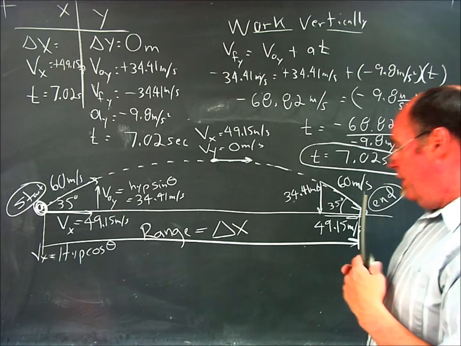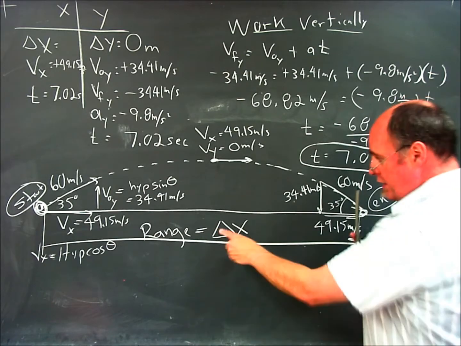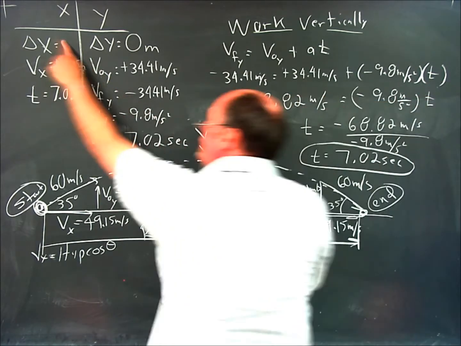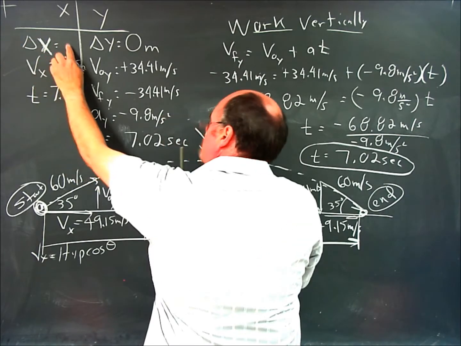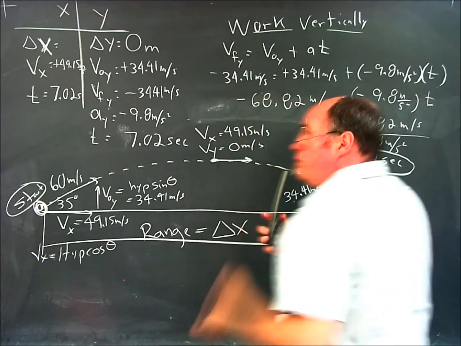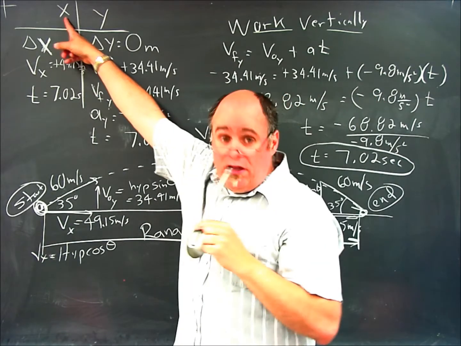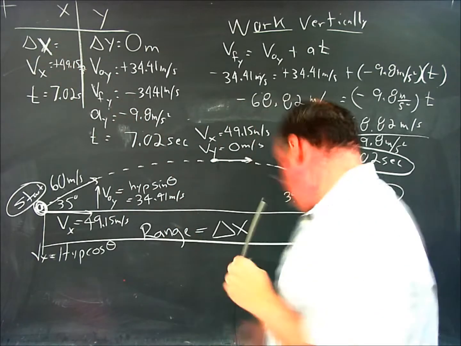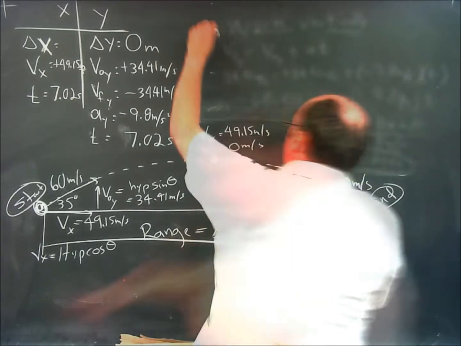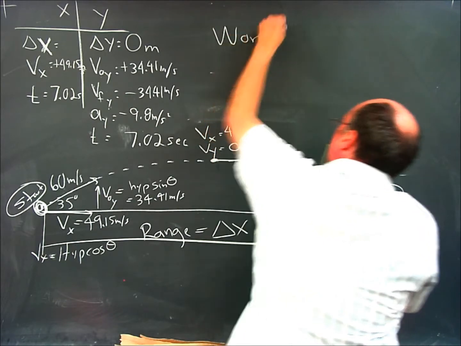Okay. Well, to find the range, I'm looking for delta x. So delta x is right here. It's an x. Doesn't look like an x, but that's an x. So we have to fix that. We have to work in the x direction, and we have to come up with some components. So I will erase this. I will say now work horizontally.